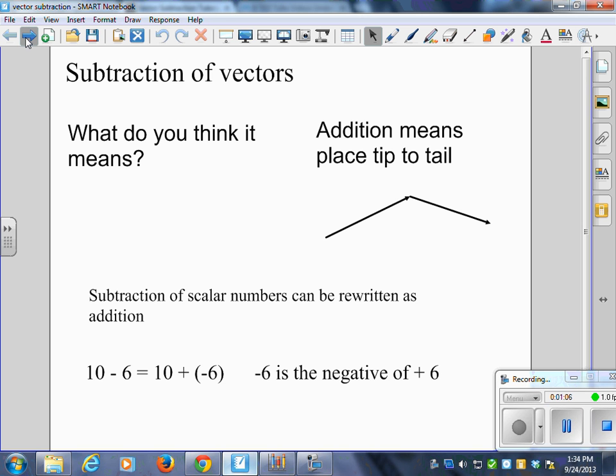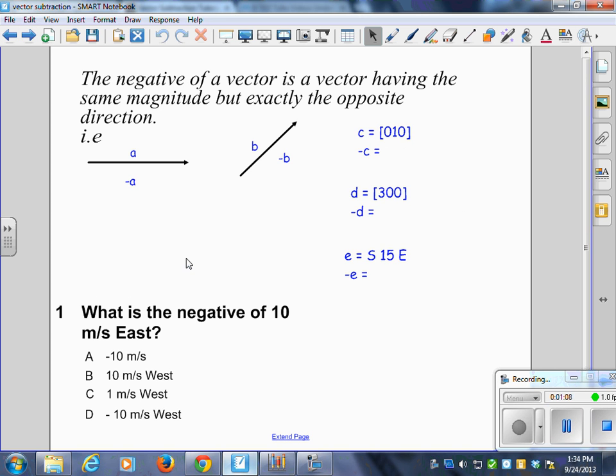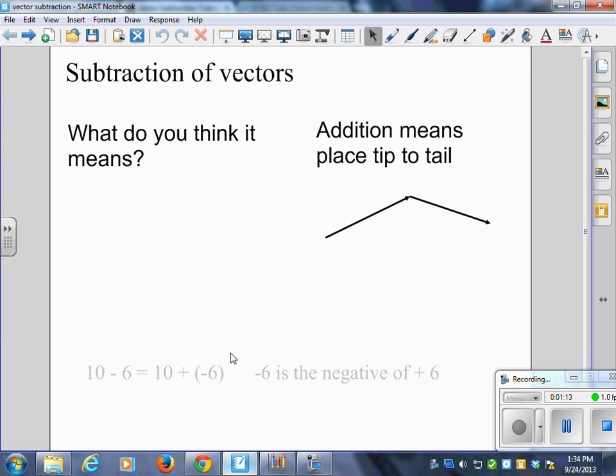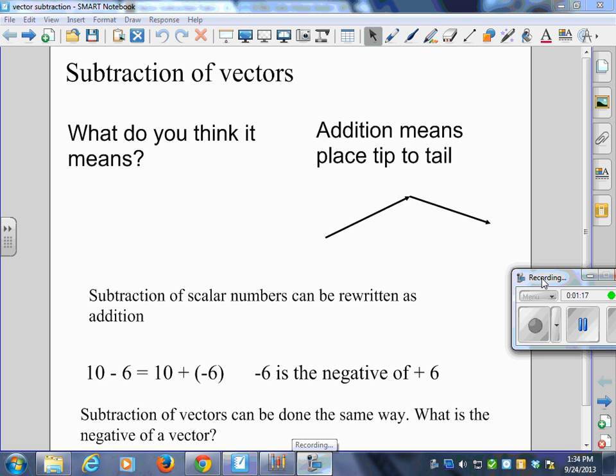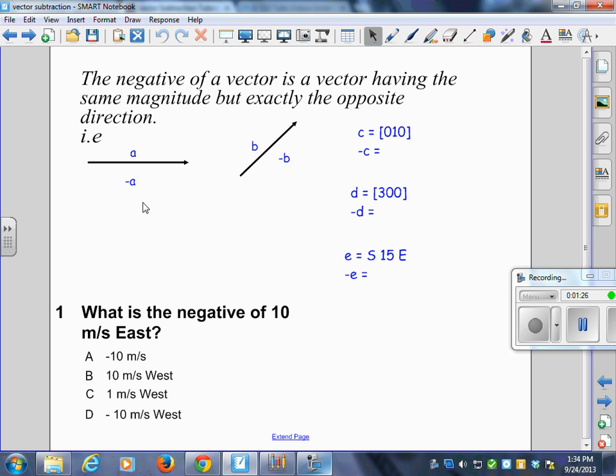Okay. So, the negative of a vector. Subtraction of vectors can be done the same way. What is the negative of a vector? Same magnitude, opposite direction. Exactly. And we got that from the video. The negative of a vector is a vector having the same magnitude, but the exact opposite direction. So if A is to the right, well, negative A is to the left, right? If B is up to the right, negative B is down to the left.